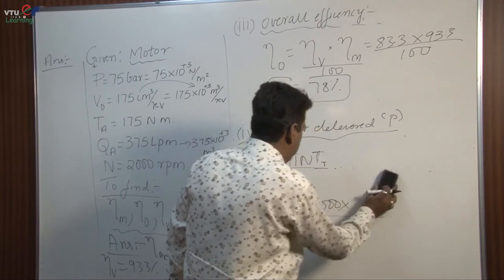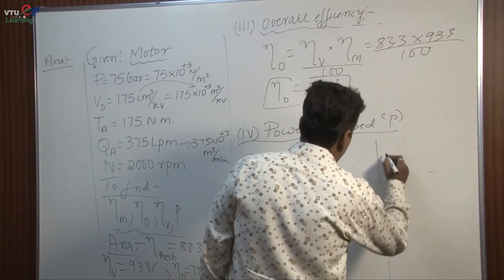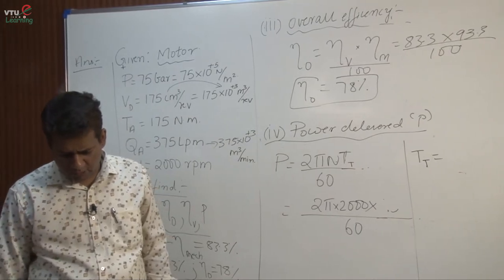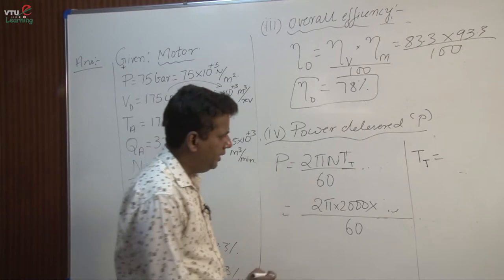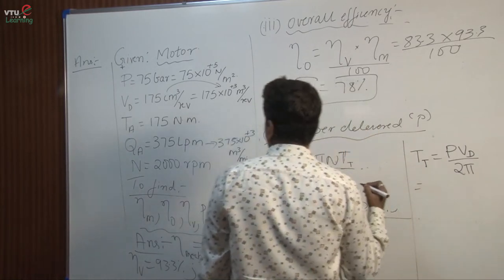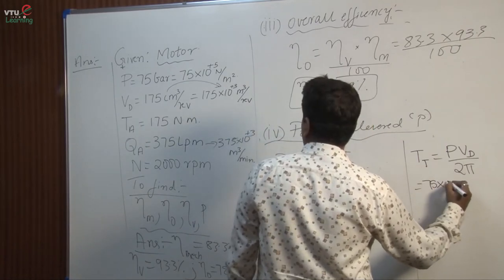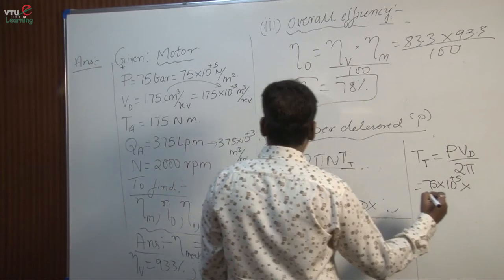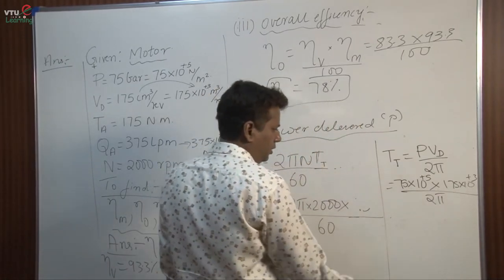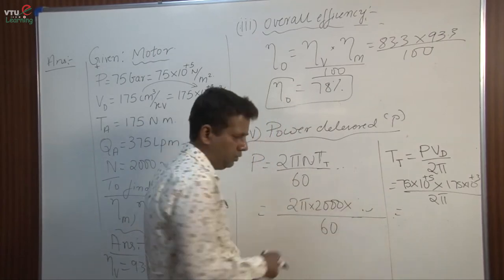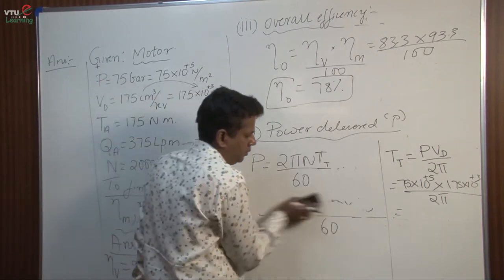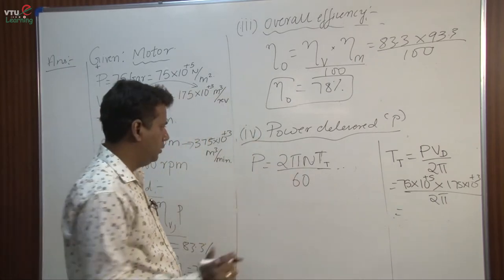So for that, you can find out T theoretical. How to calculate T theoretical? So the normal formula for T theoretical is PVD divided by 2 pi. So P is how much? 75. Actually, we have calculated. Once again, we are calculating, right. So you have to put this value here. So once you put this value here, you can get the answer.